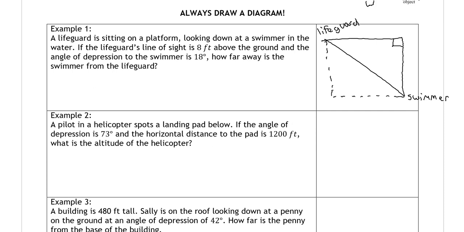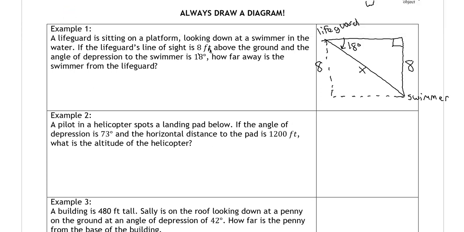So what do I have? The lifeguard is 8 feet above the water. That means this side over here is also 8 feet. Those are equal. And the angle of depression is 18 degrees. Again, this is our angle of depression. How far away is the swimmer from the lifeguard? Here's the swimmer, here's the lifeguard. I'm going down that line, x.